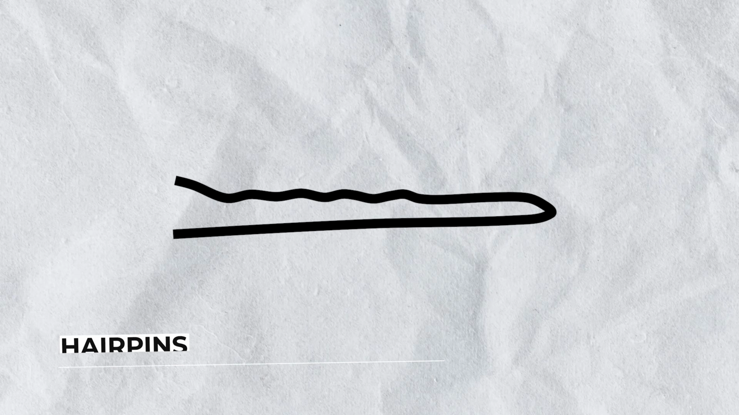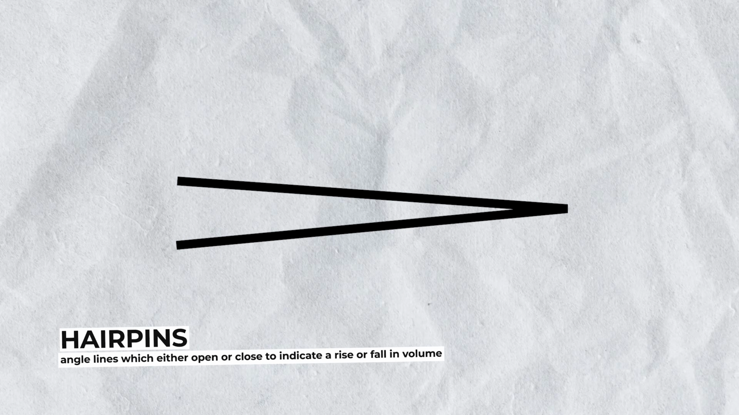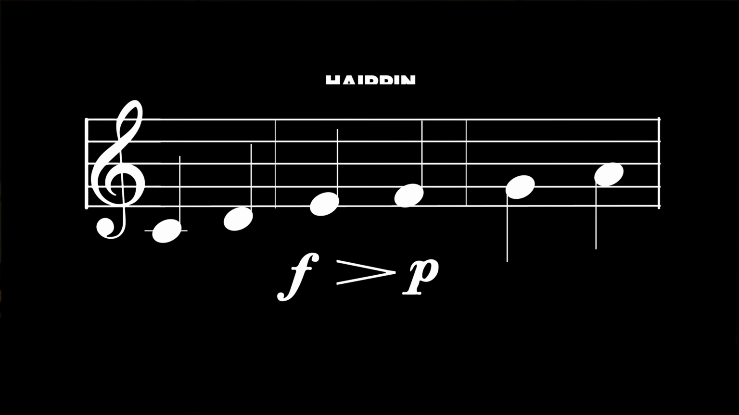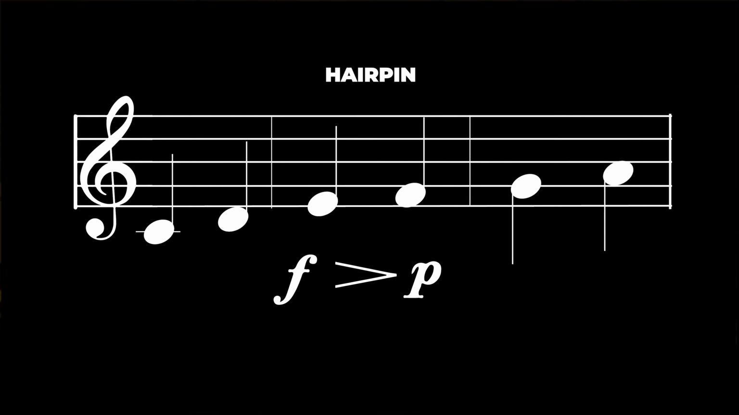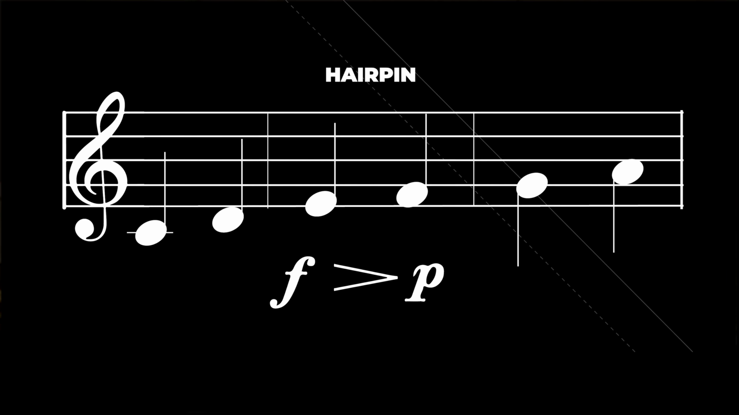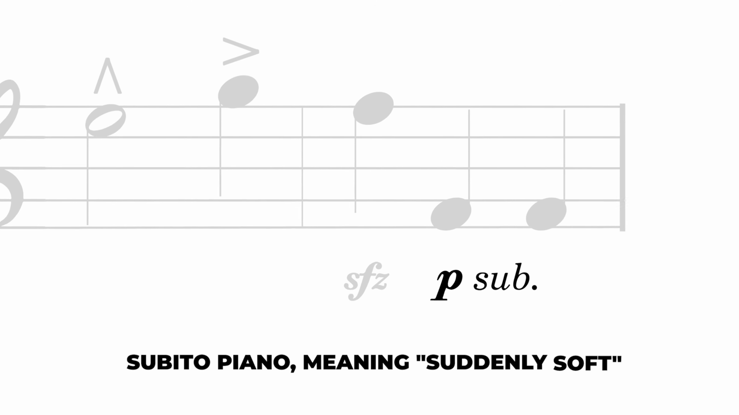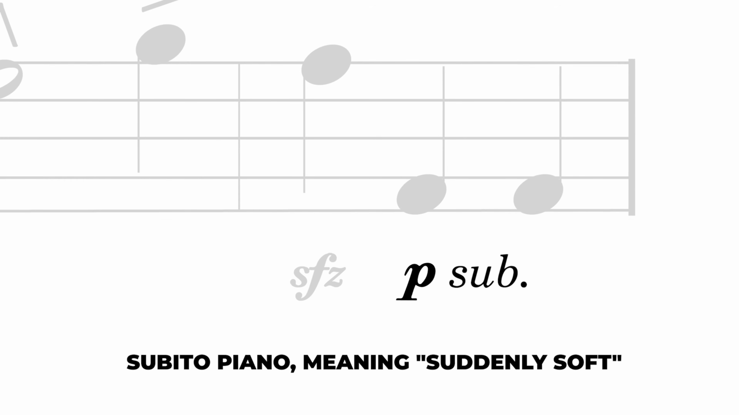Another type of dynamic marking is commonly referred to as a hairpin. Hairpins are angle lines which either open or close to indicate a rise or fall in volume. They are typically used in shorter spaces of time, while crescendo and decrescendo are typically used for longer passages. Other words can describe sudden changes in dynamics, such as subito, meaning suddenly.